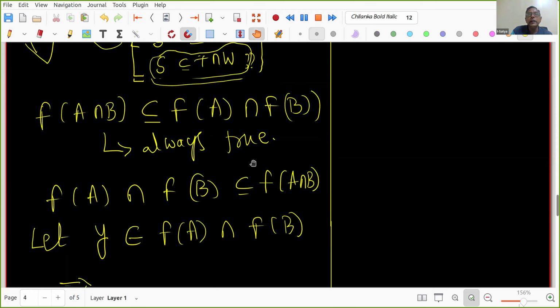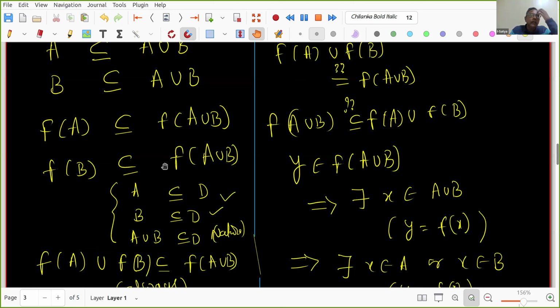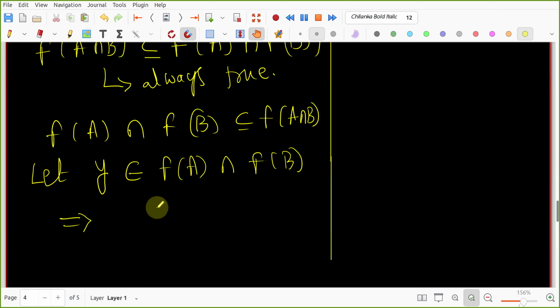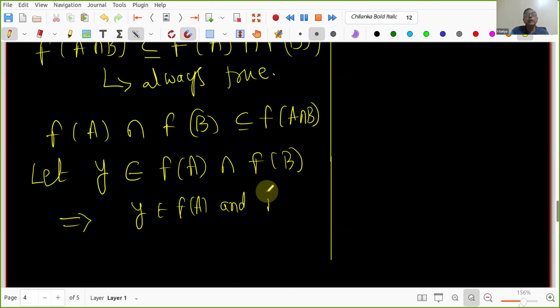It is f of A intersection f of B. Be careful. It is not in one set. If it were f of A, I could say. Before this, there is one more step to tell, right? So y should belong to both: y belongs to f of A and y belongs to f of B. Wonderful. Okay, we'll go slow here.